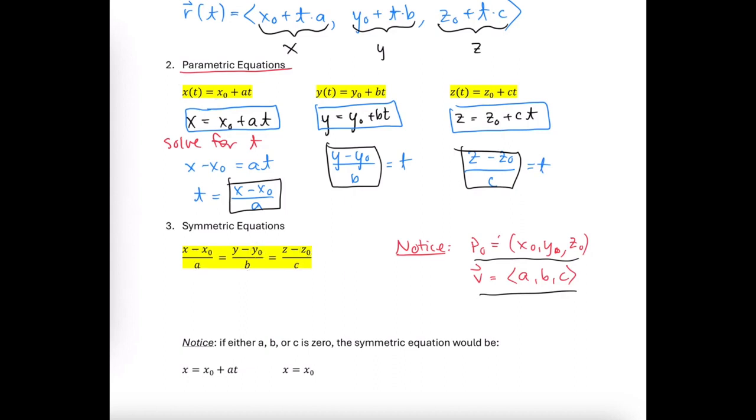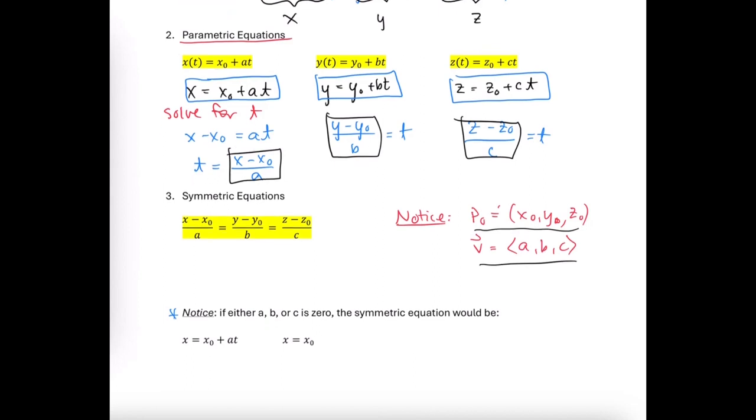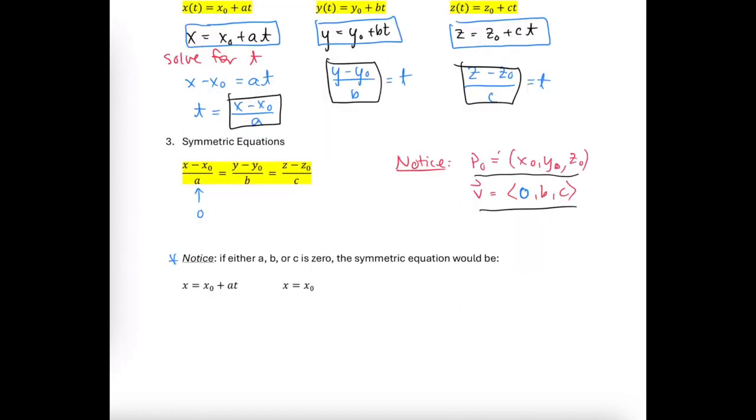Now, one other thing we do need to notice is what if one of the components of the direction vector turned out to be 0? That, of course, is totally possible. I'm actually going to assume that A was 0 here. So if our A component is equal to 0, we'd have a problem in our symmetric equations. We would have 0 in the denominator, and we definitely can't have that.